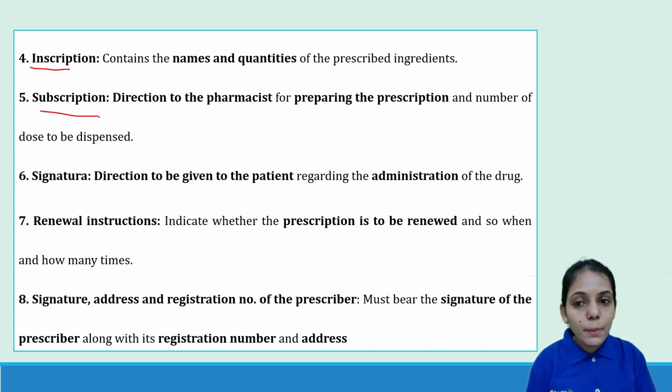Next comes the subscription. Subscription is the direction which is given to the pharmacist for preparing the medication. For example, if it is a tablet, how many tablets he has to give to the patient. For example, paracetamol 10 tablets. So the pharmacist has to give those 10 tablets to the patient. That is nothing but the direction given to the pharmacist for preparing the prescription and the number of doses to be dispensed. So if they ask under which part the directions are given to the pharmacist, that is the subscription part.